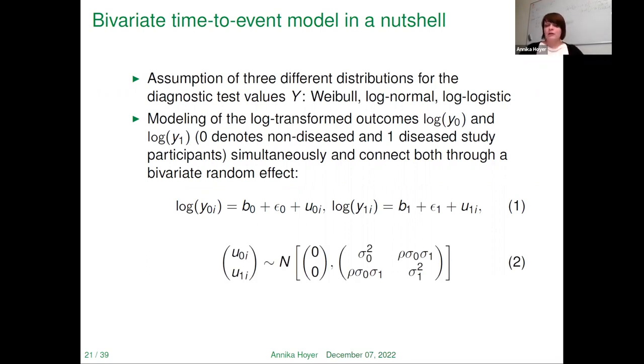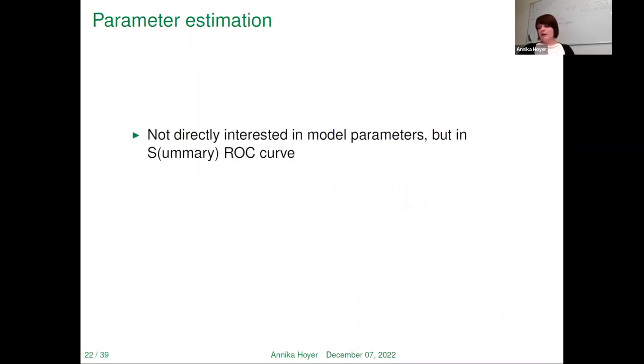So the final model looks this way. We have a random effects model in the context of survival analysis, and we use the log transformation of our outcome to embed our model in the class of accelerated failure time models that can be easily estimated using standard software. So this is the only rationale behind the log transformation. It embeds us in a class of models that can be easily fitted in standard software. And we connect both model equations for the disease and non-disease by a bivariate random effect. In total, we have to estimate 7 parameters, which is not that much, but we are not directly interested in the exact parameter estimates of the distributions.